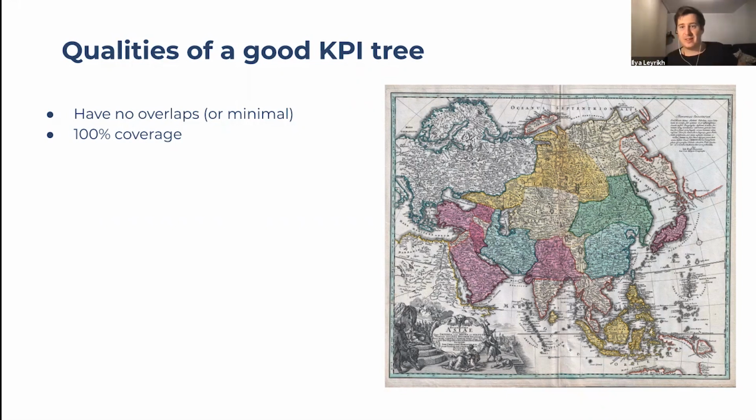And a good analogy for that is actually a map with the country borders. They also cover all of Earth 100%, and they don't have overlap. In the best case, when everything works well, there are no overlaps between the borders.